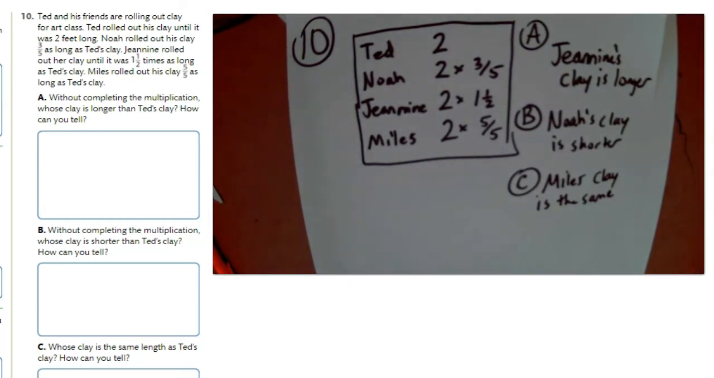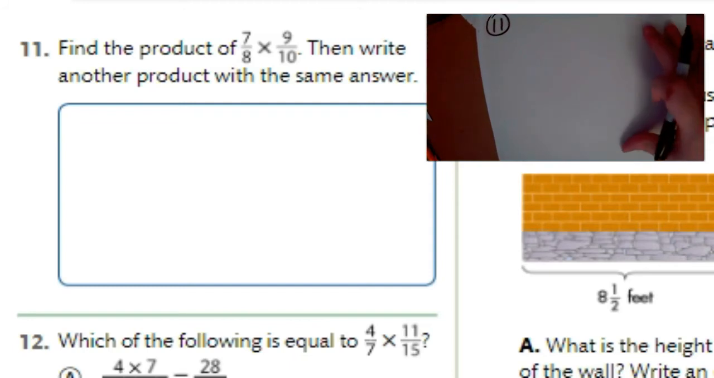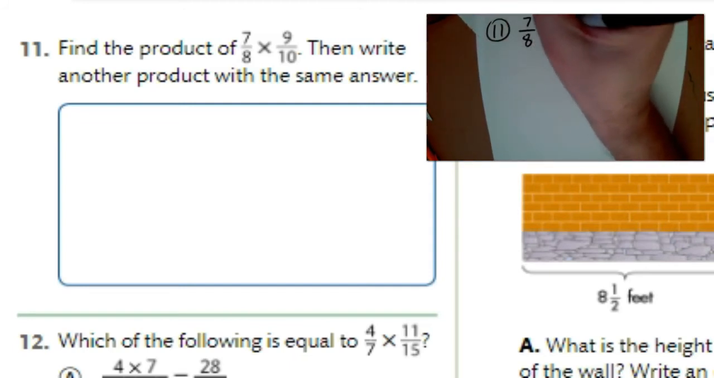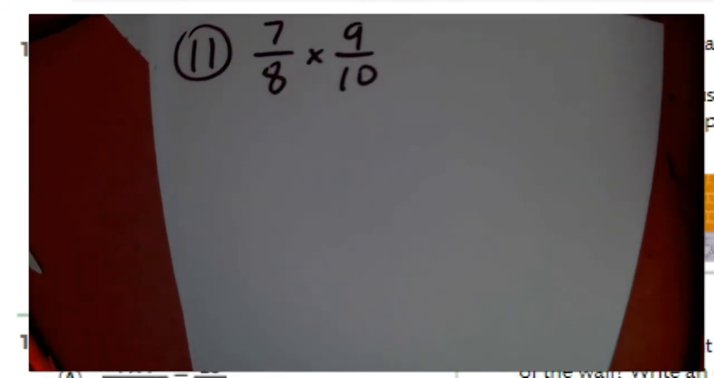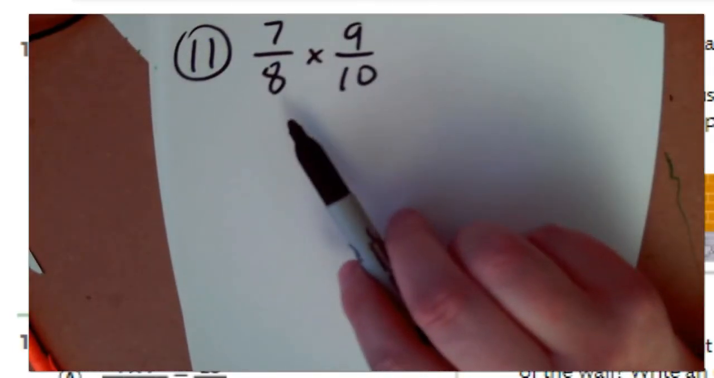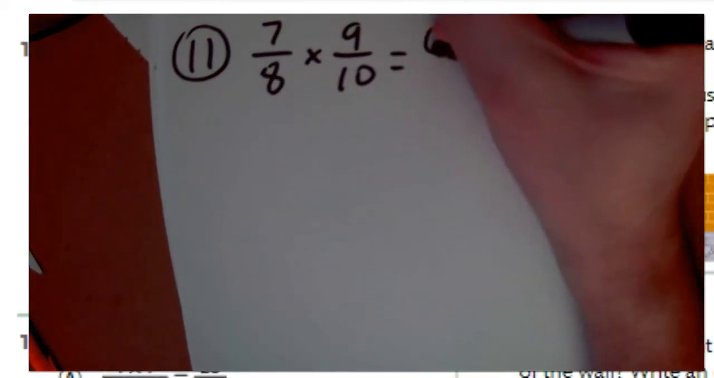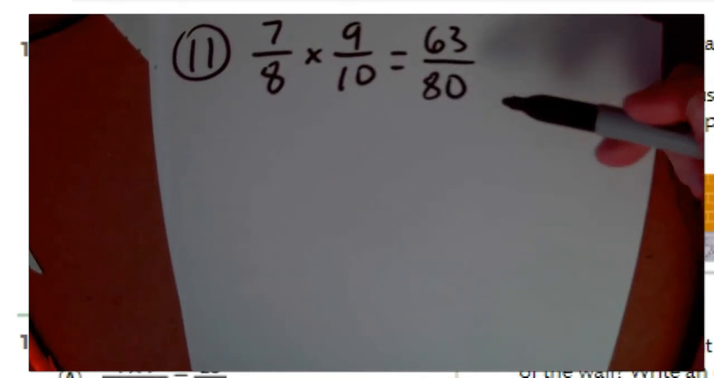That is number 10. Let's move on to number 11. Number 11 says find the product of 7/8 and 9/10. All right, I can do that. It says then write another product with the same answer. So first, let's solve this one. We can think about cross-simplifying, but we can't. 7 times 9 is 63, and 8 times 10 is 80. I get 63 over 80.